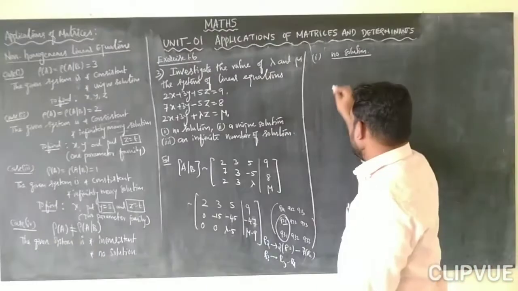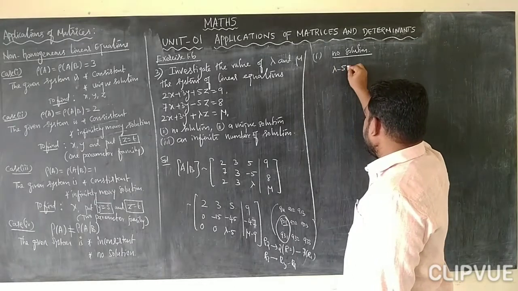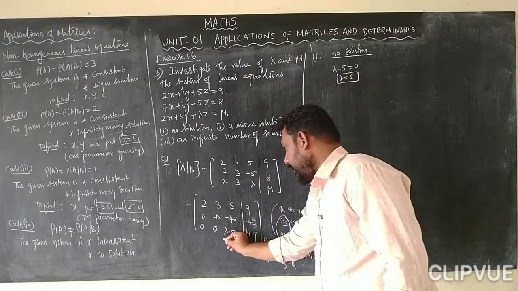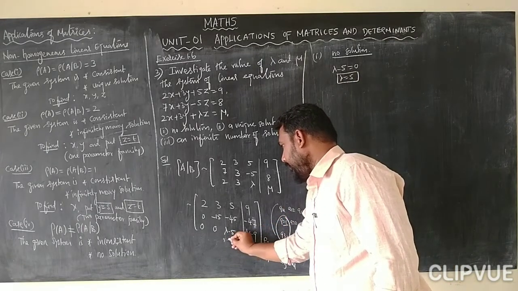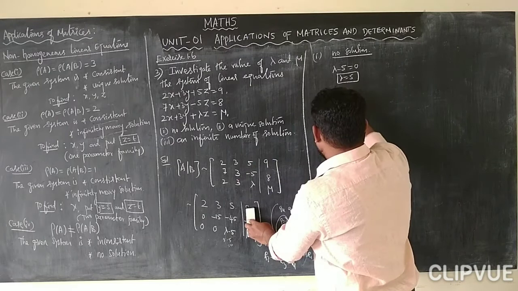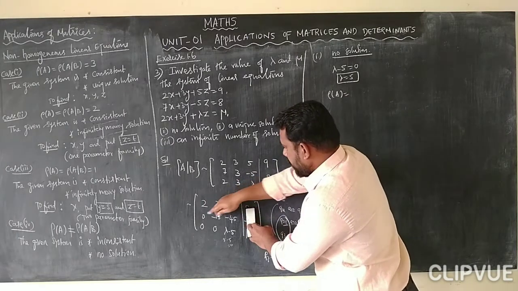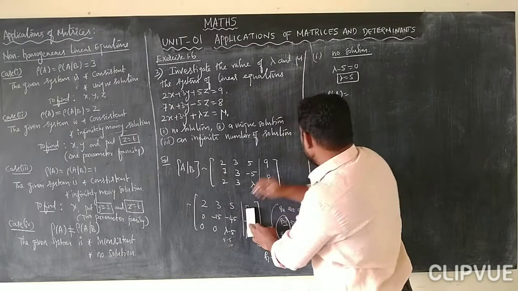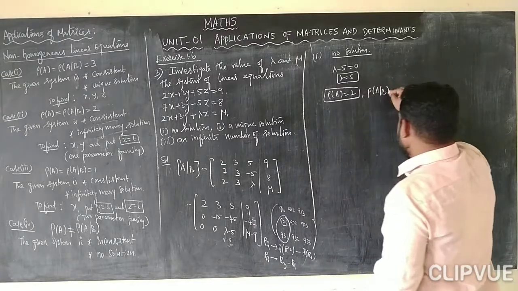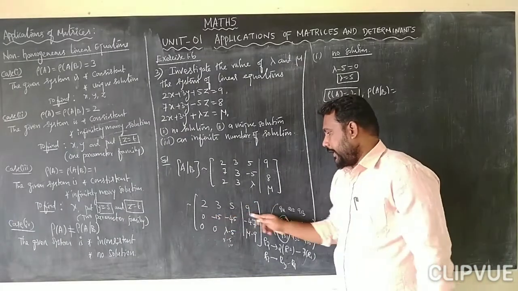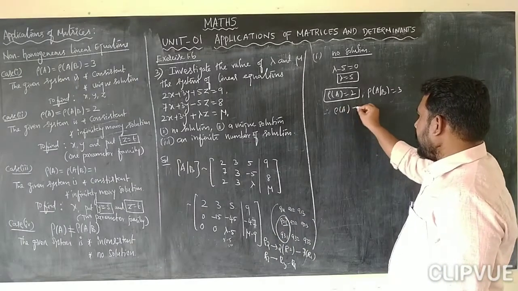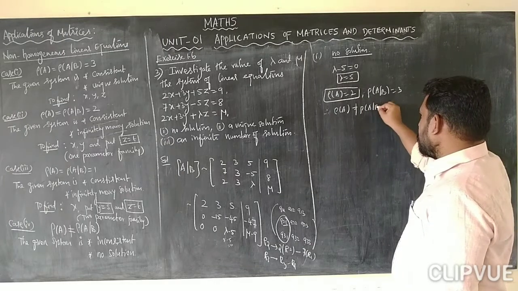Suppose lambda minus 5 equal to 0, lambda equal to 5. Substitute this value, lambda equal to 5. 5 minus 5 equal to 0. Therefore, P of A equal to rank 1, rank 2. This term in R3 is 0. Therefore, P of A equal to 2. P of A difference B: rank 1, rank 2 and then rank 3.